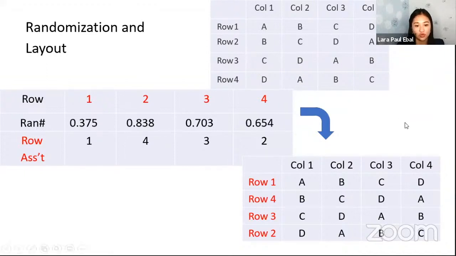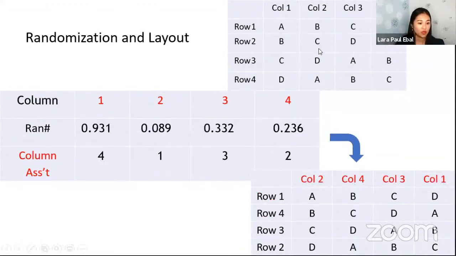Of course, you will not use this when you use STAR because they have their own way to randomize. And then for the column, the lowest generated value is 0.089, so rank 1. That's column 2, which is why here we have 2. The next is column 4, so we have 2, 4. And then next, 3, 3. And the last rank is column 1. So nag-interchange na yung ating columns, and also the rows. Na-carry na yung sa rows.